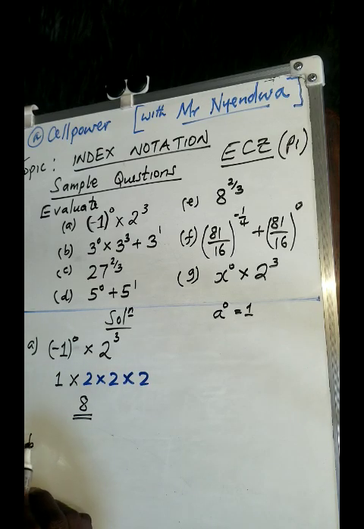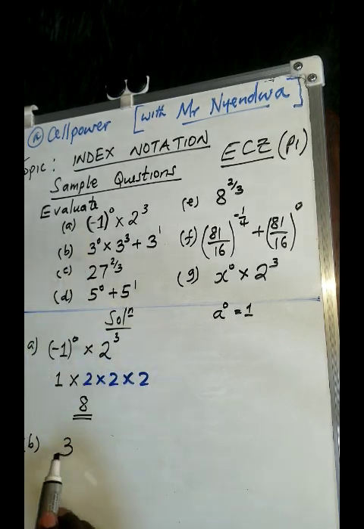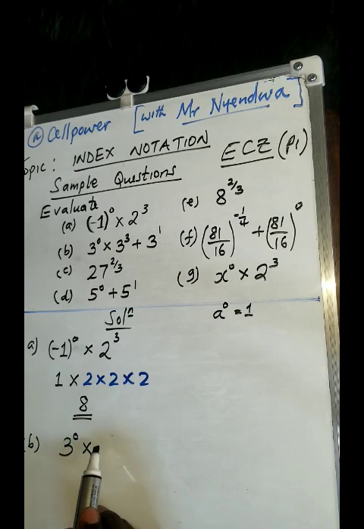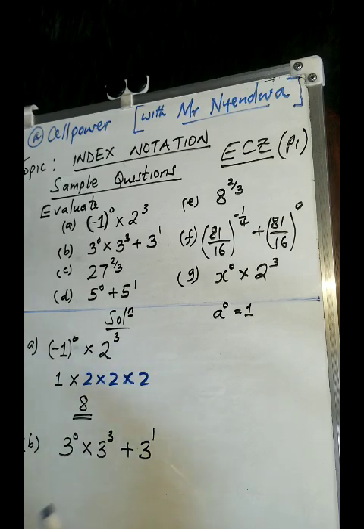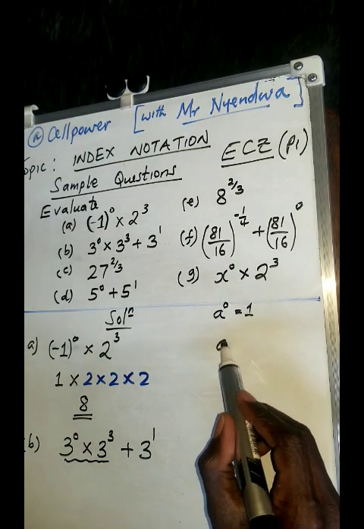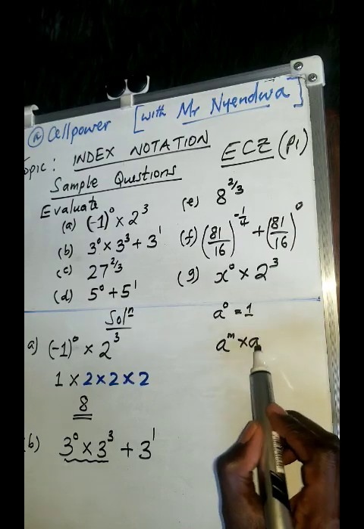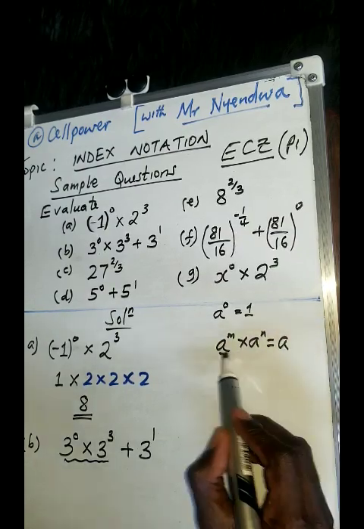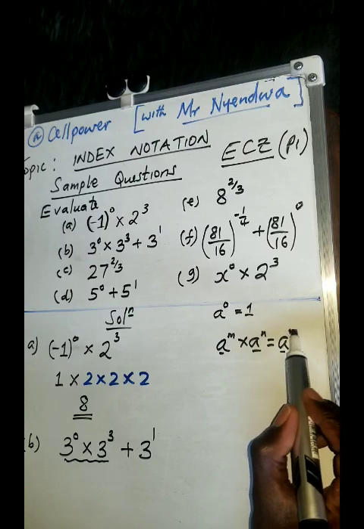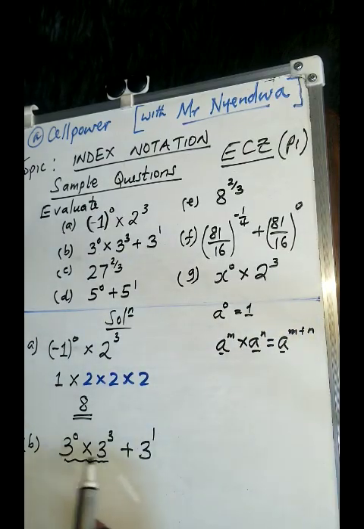All right, let's look at the B part. The B part says 3 raised to the power 0 multiplied by 3 raised to the power 3 plus 3 raised to the power 1. Now of course, if you notice, because these have the same bases and you're multiplying, there's a rule that does apply. We said if you have a raised to the power m multiplied by a raised to the power n, if the bases are the same, you get the base, then you add the powers. So that's what we can do for this one here. So it is going to be 3, and that is going to be 0 plus 3. But remember, it says plus 3 raised to the power 1.